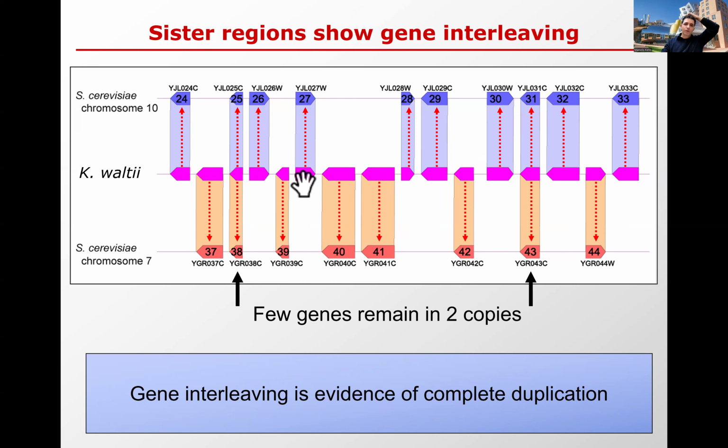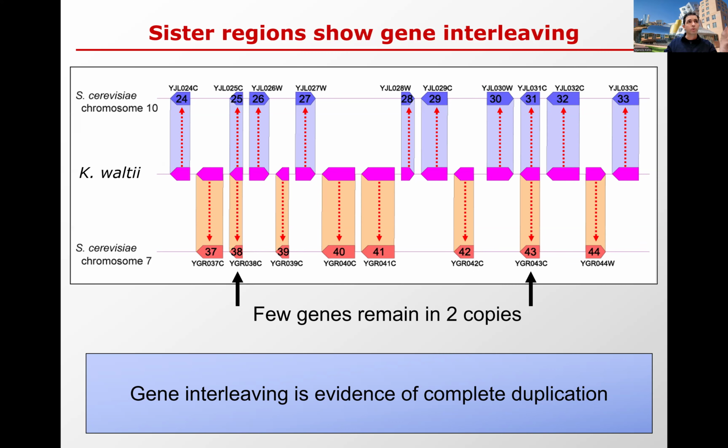What goes on is that there was, in fact, a complete duplication of that segment, after which this gene, that gene, that gene, that gene, that gene, and that gene were lost in one copy. And then this gene, this gene, this gene, this gene, this gene, this gene, this gene, and that gene were lost in the other copy. Is everybody with me here? So when you see this interdigitation, it basically means that there was, in fact, a complete duplication followed by loss.